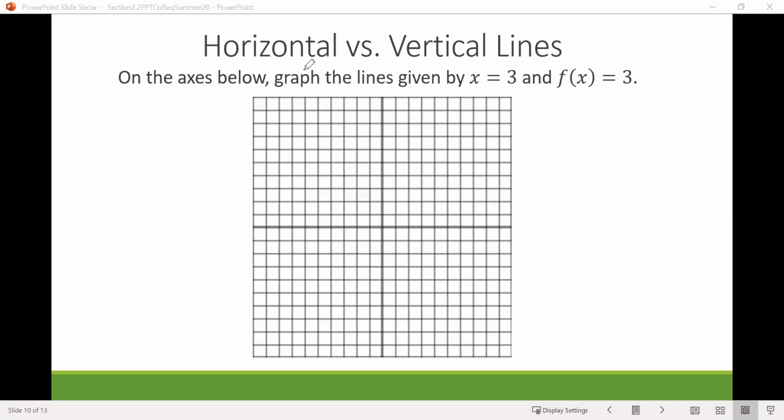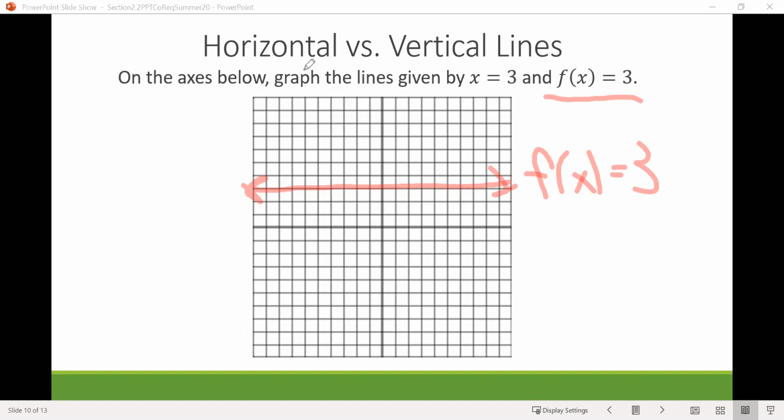Here we go. The f of x equals 3, okay? We already know what that looks like, right? In fact, we're just looking at one like that. That's a horizontal line passing through 3 on the vertical axis. It would be something like this, right? So that would be the f of x equals 3.